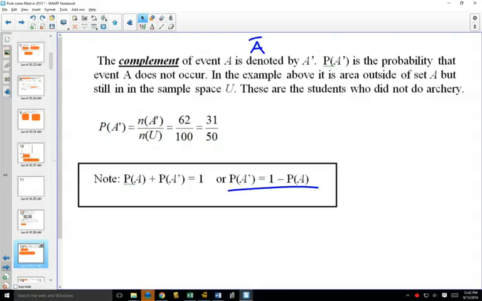But if we take that and rearrange it, we get this idea that the probability of A not happening is just 1 minus the probability of A happening. So if there's a 38% chance that someone does archery, we just do 100 minus 38. And that's what this 1 is. This 1 is really 100%, right? 100% minus 38%. In decimals, it would be 1 minus 0.38, which would leave us with 0.62, the percentage that they're not in archery.